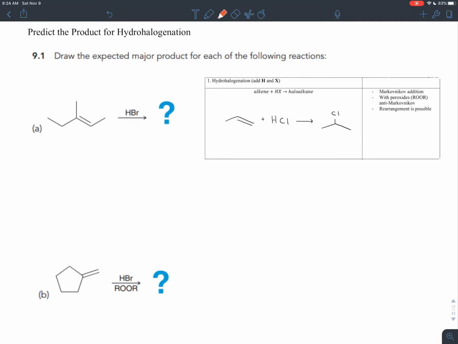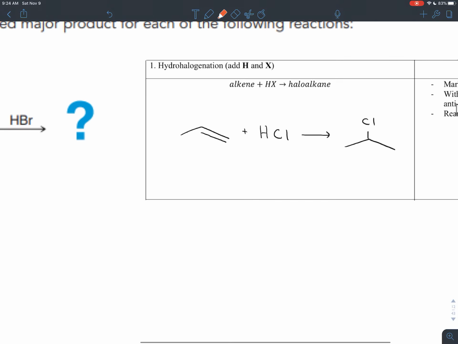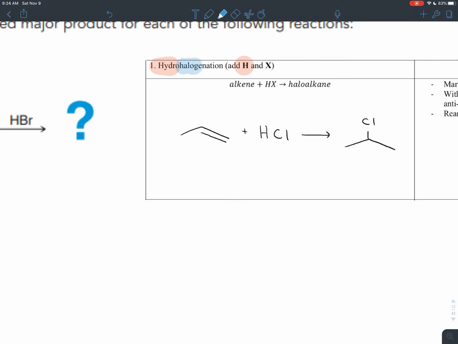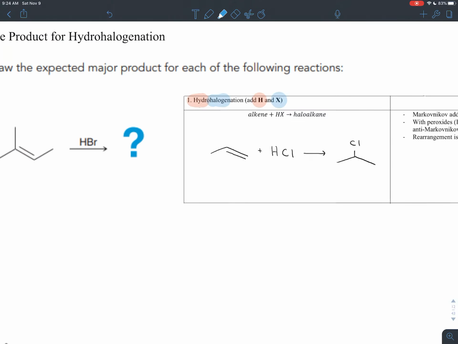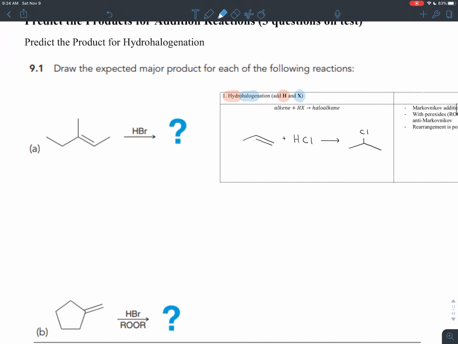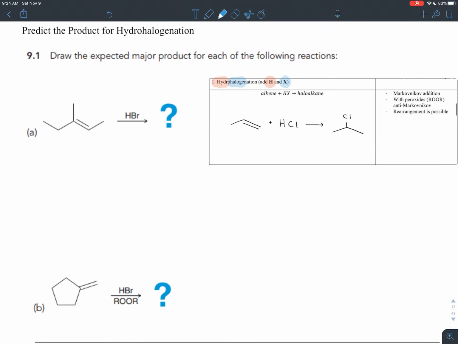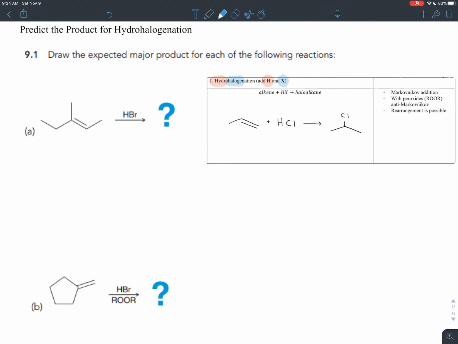In exercise 9.1, we're looking at hydrohalogenation, so adding a hydrogen and a halogen onto a double bond, but we're looking at it from the perspective of synthesis. So we're not thinking about the mechanism necessarily, we're thinking about hopscotching from the reaction to the product. So if they just give us the reagents, what product should we predict that we would have?